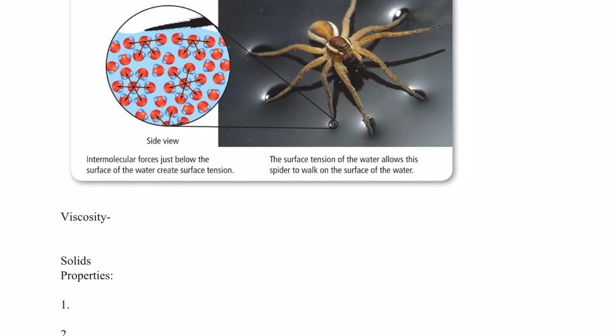Viscosity, another vocabulary term related to liquids. Viscosity is simply resistance to flow. So some liquids have a high resistance to flow. If you want to think of a highly concentrated sugar solution, like maple syrup, it has a high resistance to flow. Other liquids have a low resistance to flow. Water doesn't have a very high viscosity. It has a fairly low resistance to flow. So these are also related to intermolecular forces of attraction.